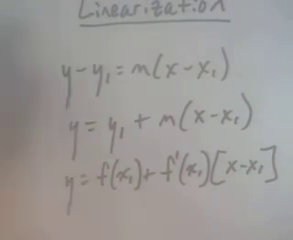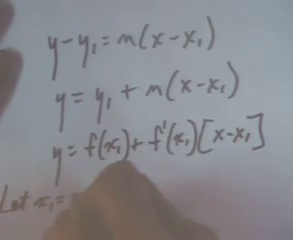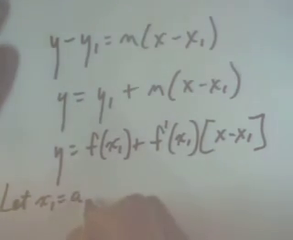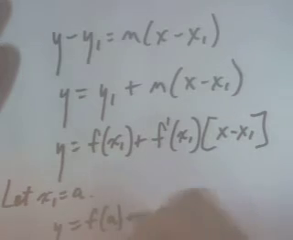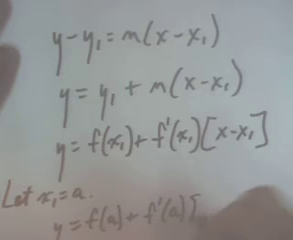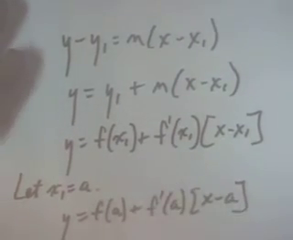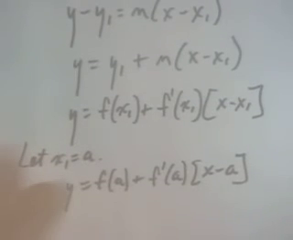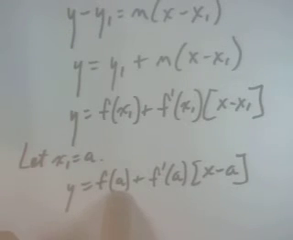Now let's let our special x value, the x sub 1, equal a. Well, if we do that, we have y equals the function evaluated at a plus the slope, the derivative of the function evaluated at a, times x minus a. Now this is the equation of the line tangent to f at a.